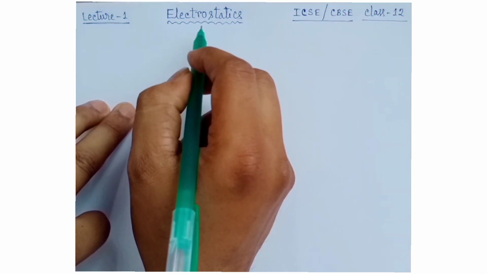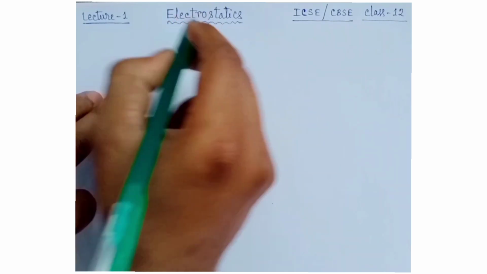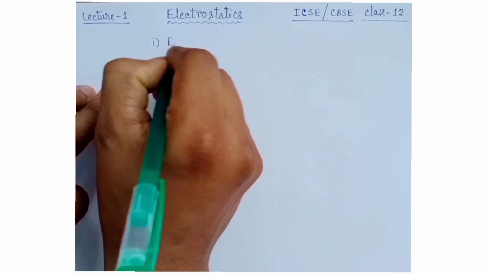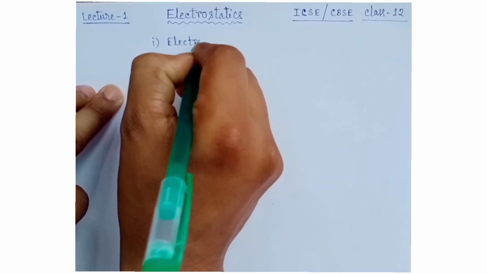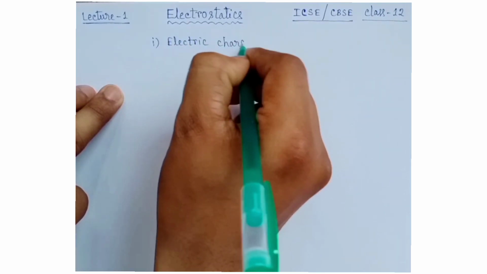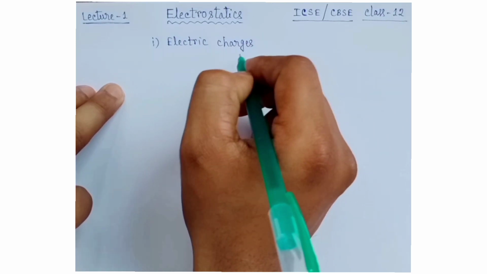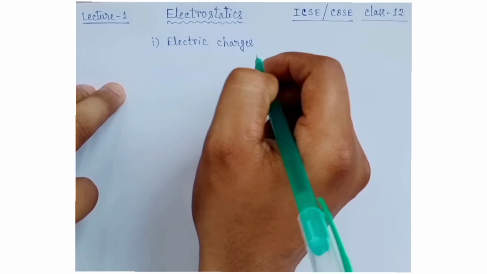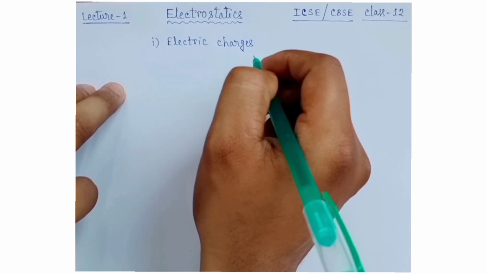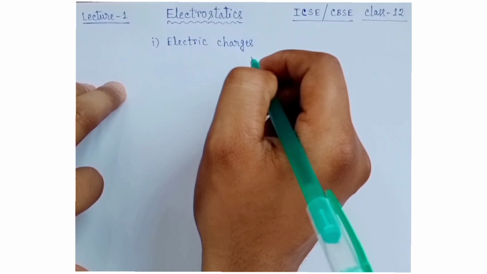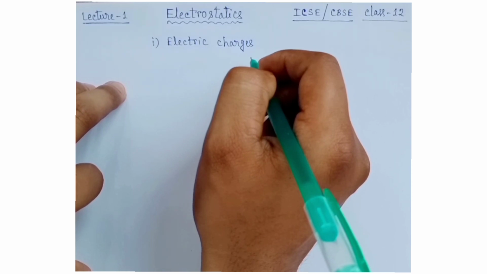The entire electrostatics portion can be divided into four major parts, which are electric charges. In this section, we will learn how to produce electric charges. That means how can we charge a neutral body, and then distribution of the charge will be discussed: linear charge density, surface charge density, volume charge density, etc.